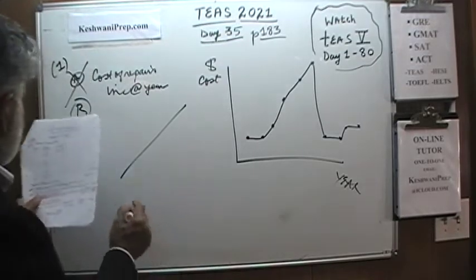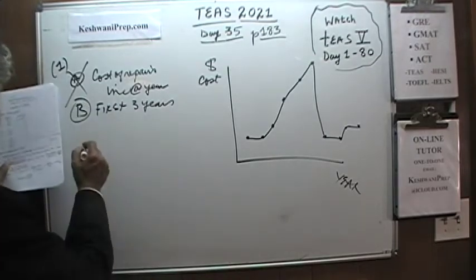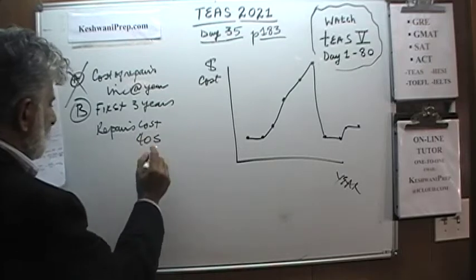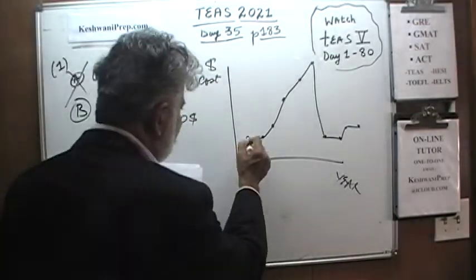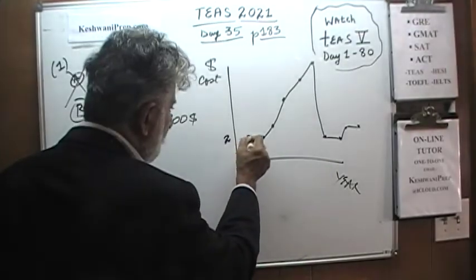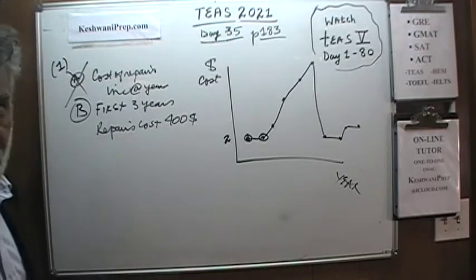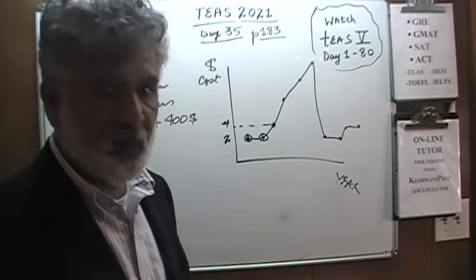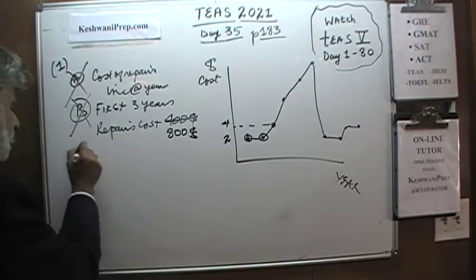B says that for the first three years, repairs cost $400. Well, let's see. For that, we have to look at the figures. This amount is the same as that amount, and if you look at the graph, that's $200. The first year it cost $200 in repairs, the second year $200 in repairs. We already spent $400 in the first 2 years, and the third year, if you look at the graph carefully, that's another $400. So the first 3 years repairs cost $800, not $400. That statement is wrong. Answer is not B.